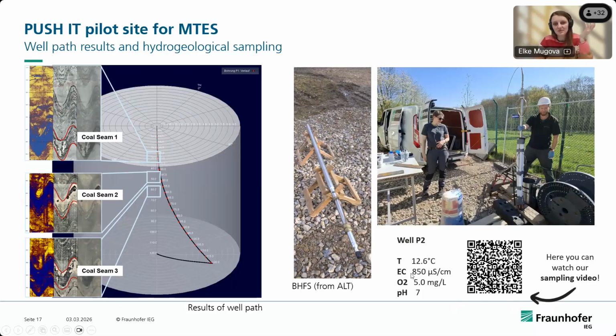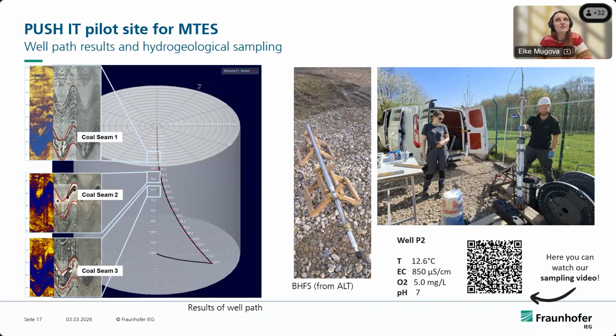Interestingly, the mine water had groundwater quality, and these are not just 4 parameters from the in situ measurements: 13 degrees Celsius, 850 microsiemens per centimeter. This is a bit higher electrical conductivity than groundwater, but it's still completely fine. Oxygen 5 milligram per liter and neutral water. So no acid mine drainage or anything.